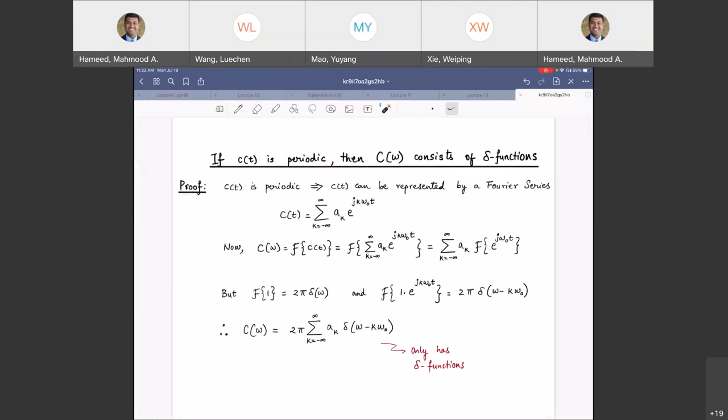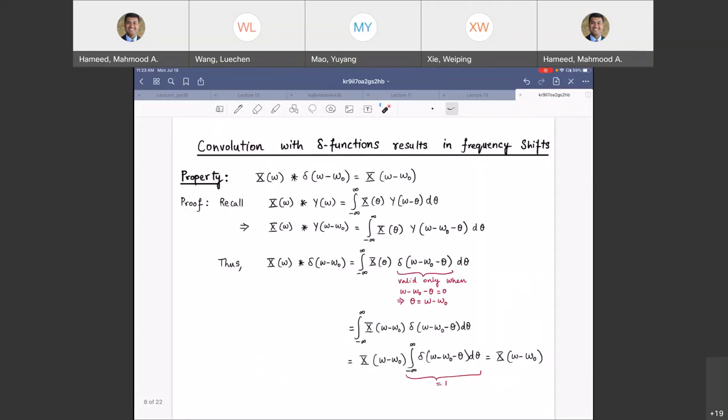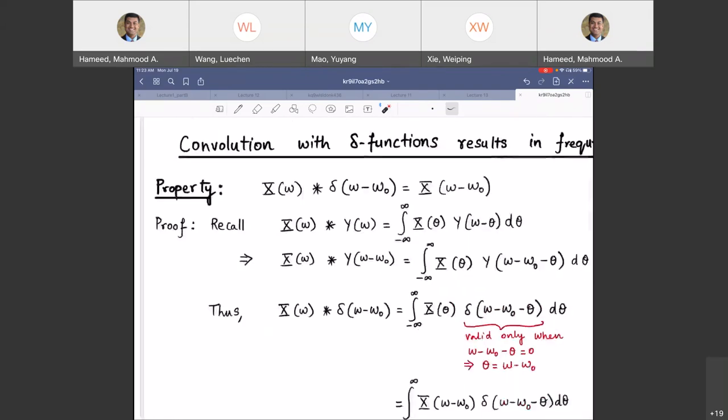All right, coming back. So C of omega only has delta functions. And a_k, that is going to be essentially what type of period is, what type of signal is it? Is it a cosine? Is it a rectangle? What is it? But if it is periodic, it'll have a bunch of delta functions. Next, convolution with delta functions is going to result in frequency shifts. Suppose that's what we are trying to prove here.